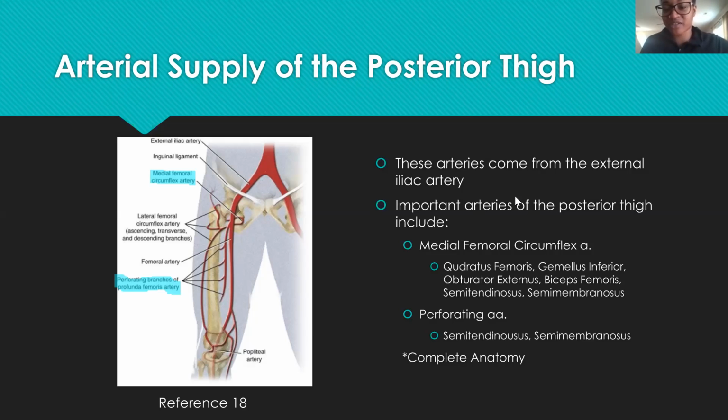The important arteries of this area are the medial femoral circumflex, which supplies quadratus femoris, gemellus inferior, obturator externus, and all of the posterior thigh. And then the perforating arteries, which supply semitendinosus and semimembranosus.